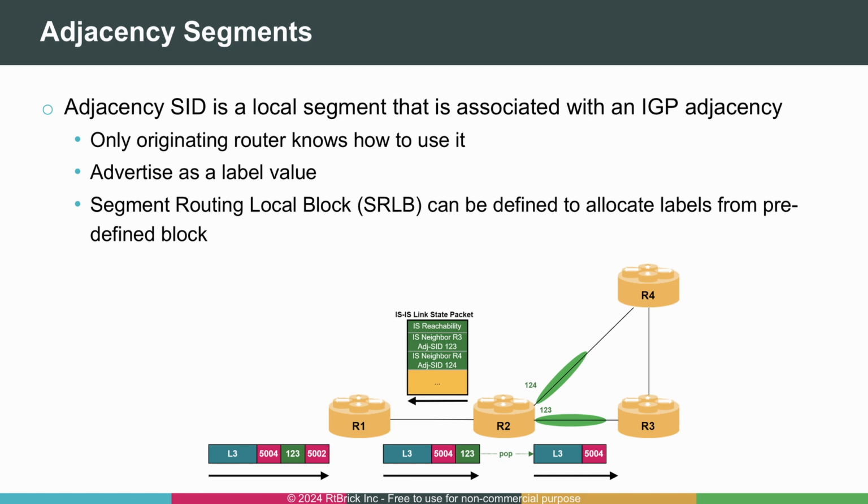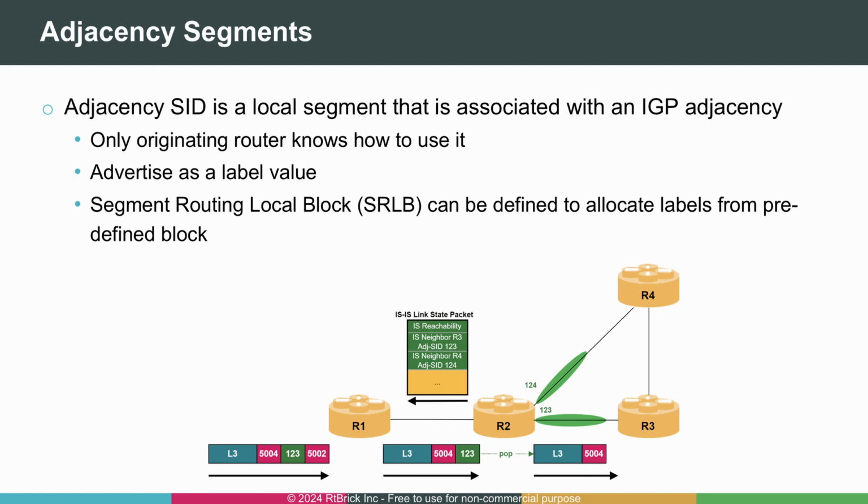Prefix SIDs and adjacency SIDs can be combined in a label stack. In fact, adjacency SIDs generally require a prefix SID to function correctly. In the example below, the shortest path to R4 is through R1 and R2. However, if the source wants to steer the packet along the R1, R2, R3, R4 path instead, it can push the label stack 5002, 123, 5004.